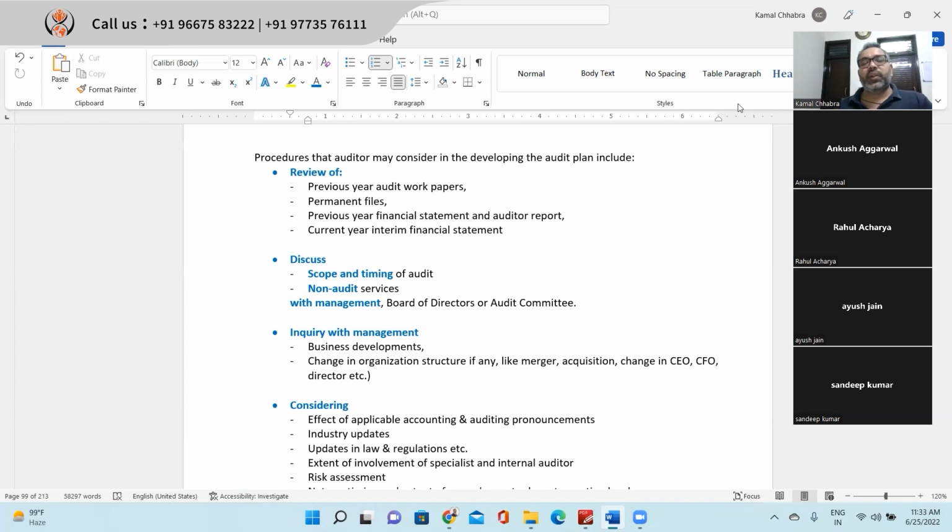Then you will be reviewing the previous year financial statement and the audit report, right? And then the current year interim financial statement, if that's also done. So all these documents you will be reviewing to gain understanding of the client, right? Then you'll be discussing the scope and timing of audit with the management, and non-audit services with the management or board of directors or audit committee, as the case may be, right?